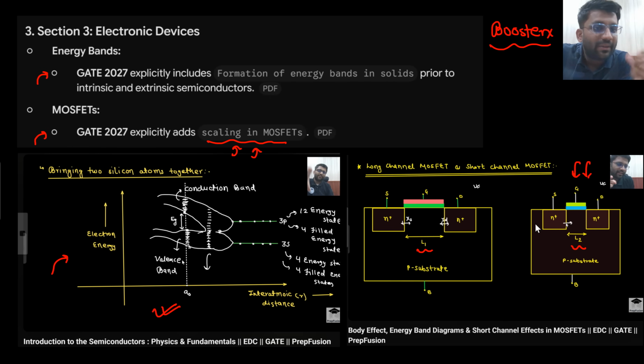The channel length might be different, right? But the effect would remain the same. If you know the physics of MOS, then you would be able to understand the physics of some other device as well. Are you able to understand this point? So when we study in depth only. So everything has been covered.